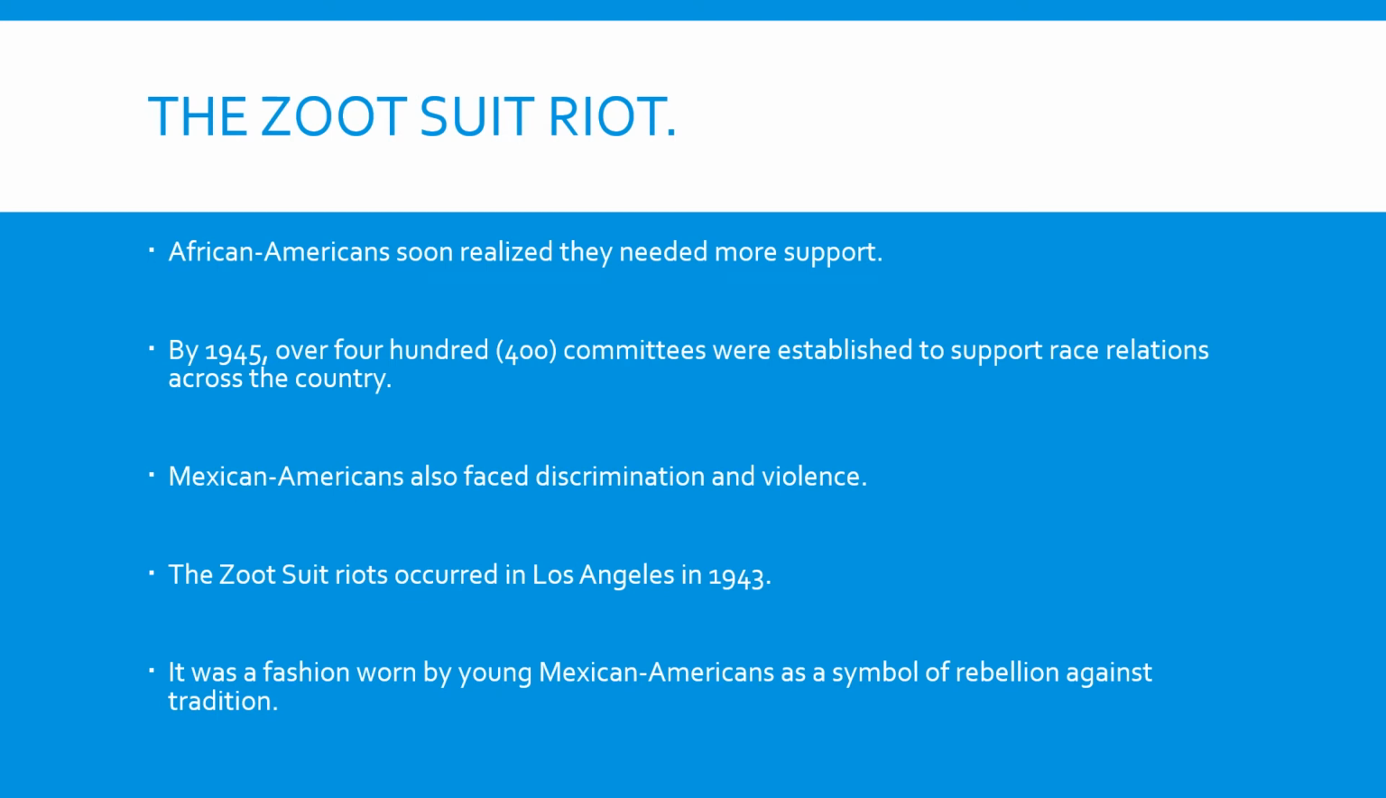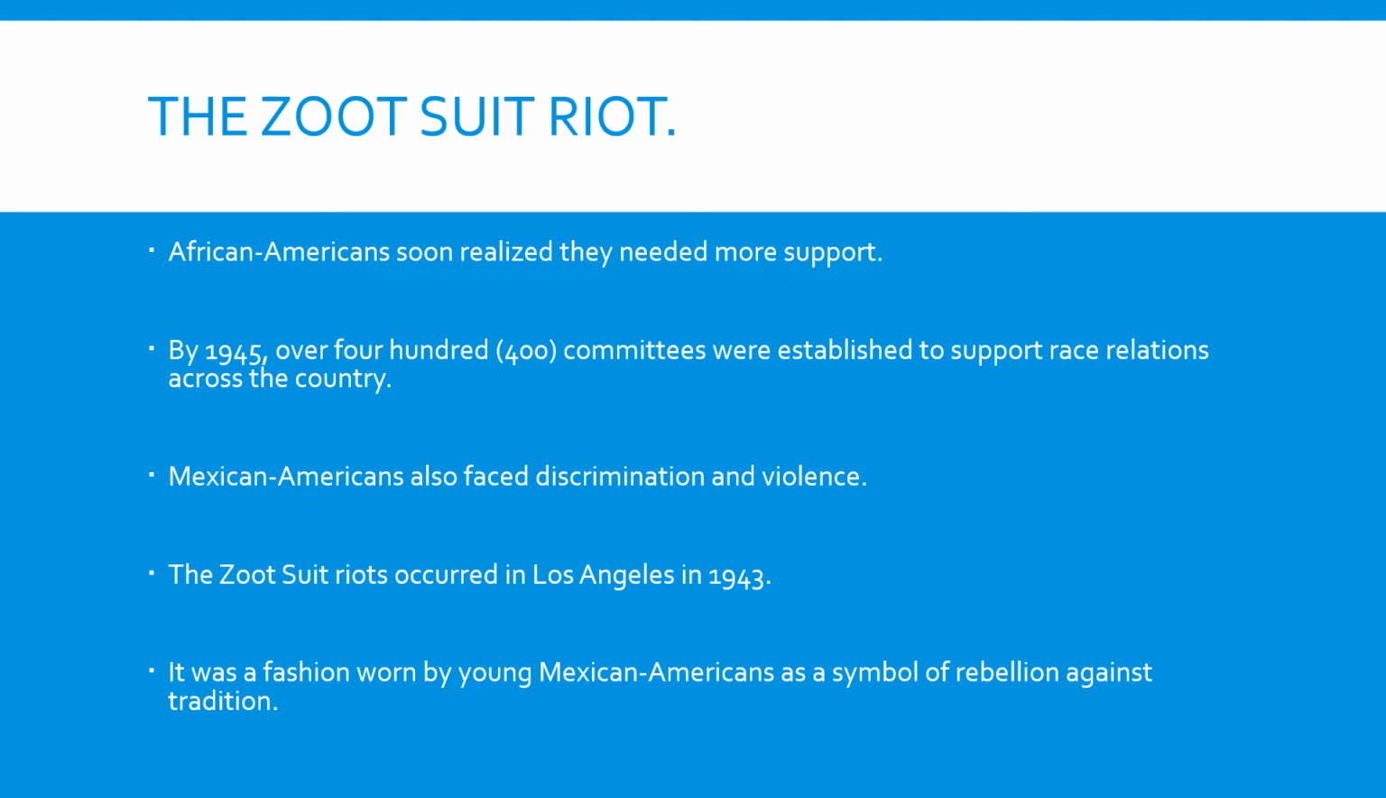The Zoot Suit riot. African Americans soon realized they needed more support. By 1945, over 400 committees were established to support race relations across the country. And African Americans would not be the only ones to face violence and discrimination, because Mexican Americans were going to face discrimination and violence as well.